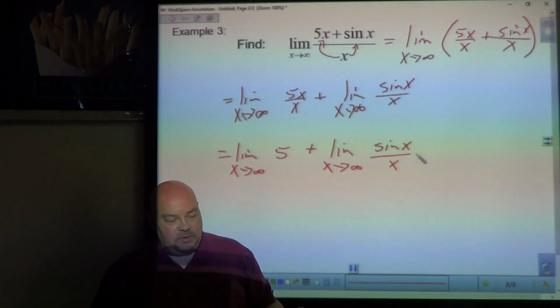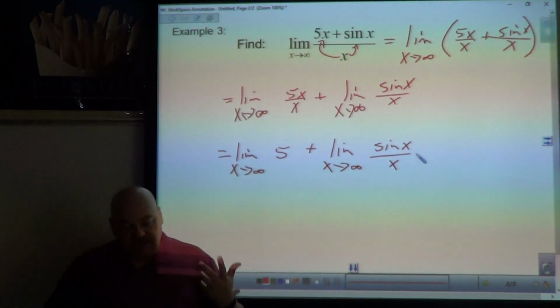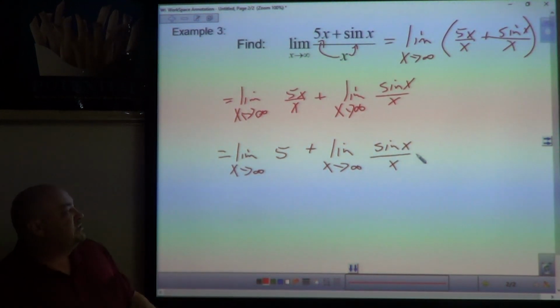That doesn't work. You can't do that. Sine by itself has no value. It has to be the sine of something. So you can't cancel and bring that x out of the sine function.